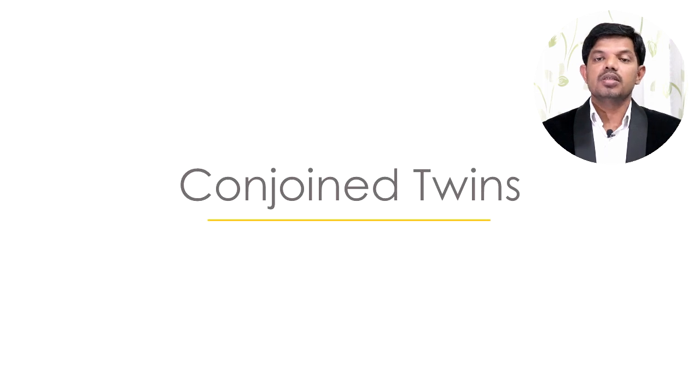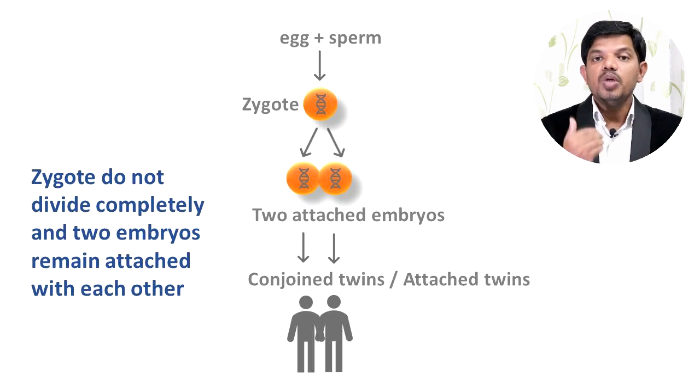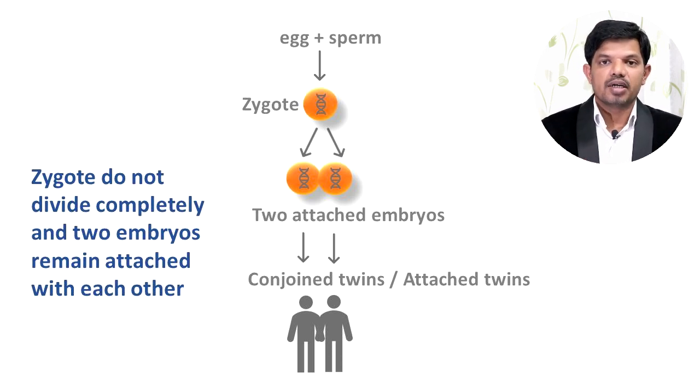The third type is conjoined twins. In this case also, a single zygote undergoes partial division or partial separation. It means that the zygote is not completely separated. That's why two embryos will be formed, but these embryos will remain attached with each other. At that time it is called conjoined twins. These twins will take birth, but by birth they will be attached to each other. These two developing fetuses or embryos remain partially attached through a body part, such as the hip region, abdominal region, chest region, etc. So this is called conjoined twins.